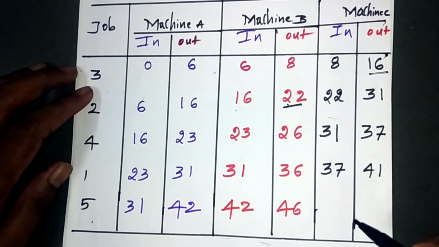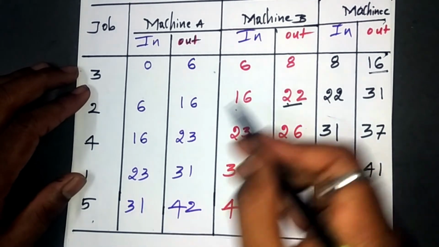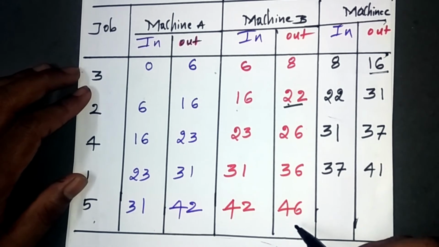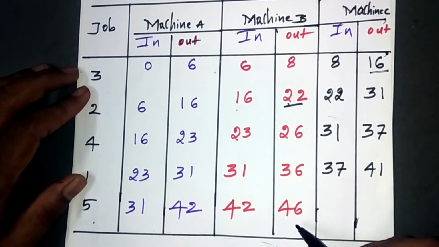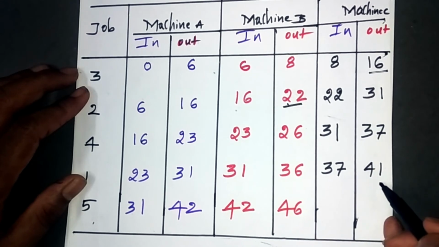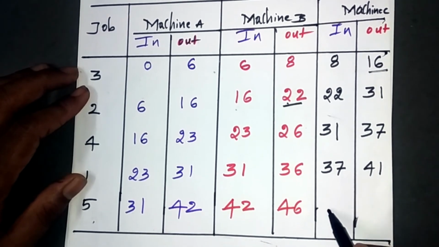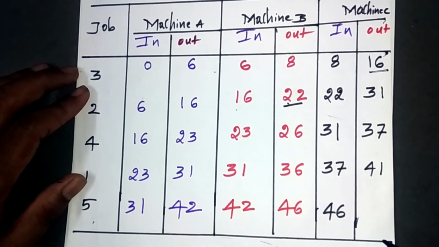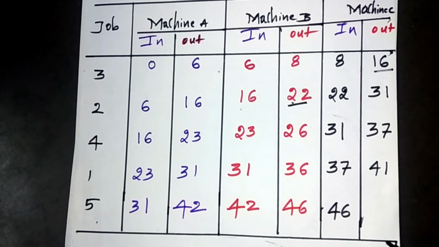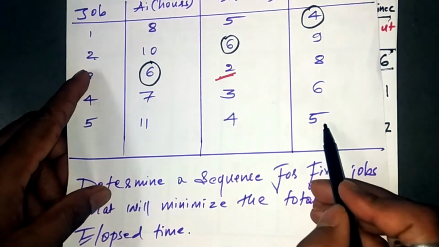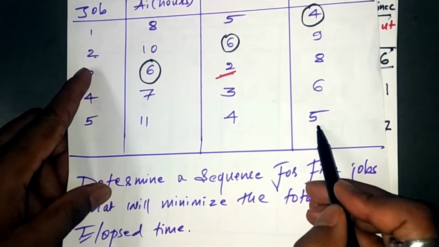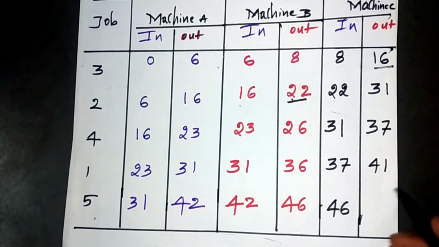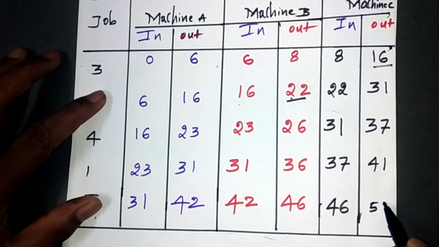Next we will write for job number 5. So job number 5 on machine B has completed its processing at 46 hours. Now it's ready to enter machine C with the in time as, here we have a 46 and here we have a 41. So which is the maximum value here? 46 is my maximum value. So this is going to enter at 46 hours as the in time. And job number 5 on machine C requires 5 hours of time. So I should add this 5 hours to this. So when I add 5 hours to this 46, I'll get my out time as 51.